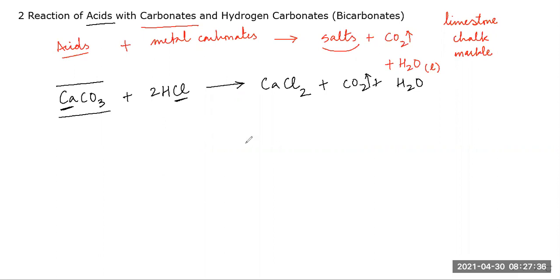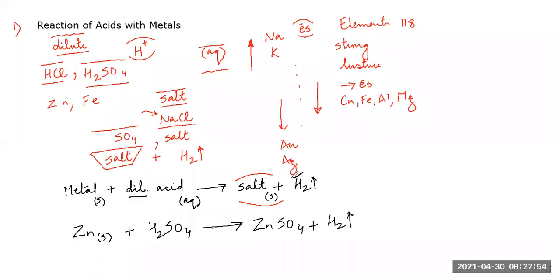Now, we also study the test for carbon dioxide gas. Meaning, how are we sure that carbon dioxide gas is produced? In the last case, anyone can tell how we can experimentally understand that hydrogen gas is produced. Simply take a matchstick, light it near where the hydrogen gas is produced. There will be a popping sound, and this matchstick will be extinguished, because it has consumed all the oxygen around it.